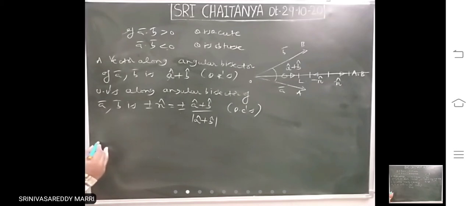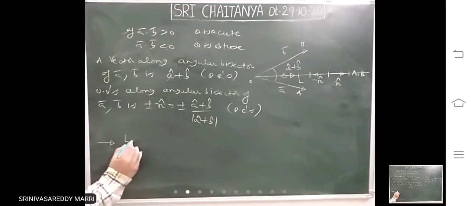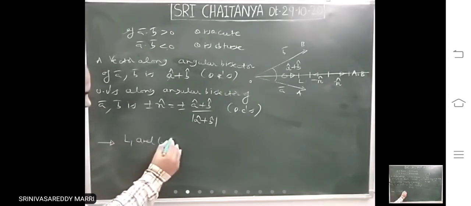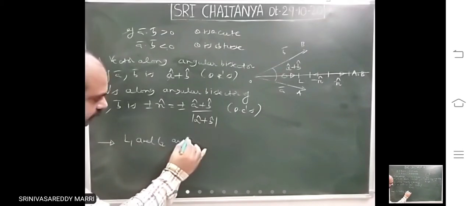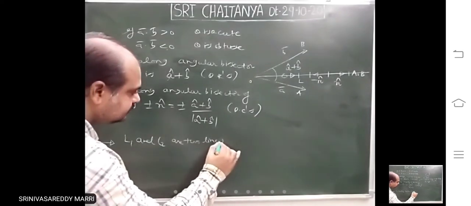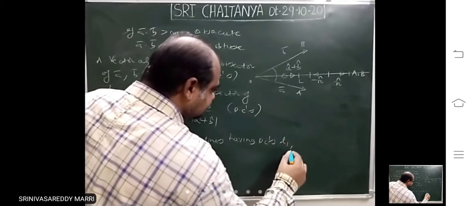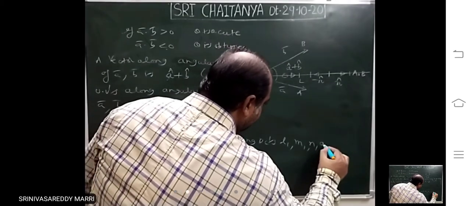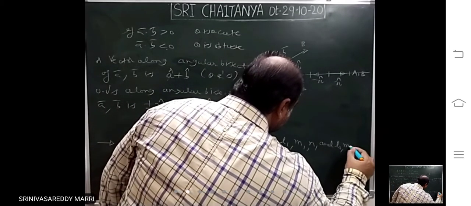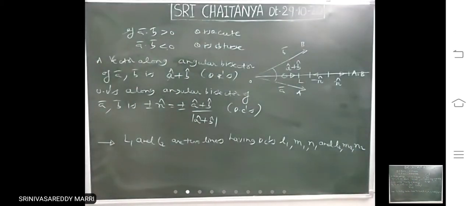Look at the next formula. Suppose now two lines are there, L1 and L2, two lines having DCs l1, m1, n1 and l2, m2, n2. These are two vectors.